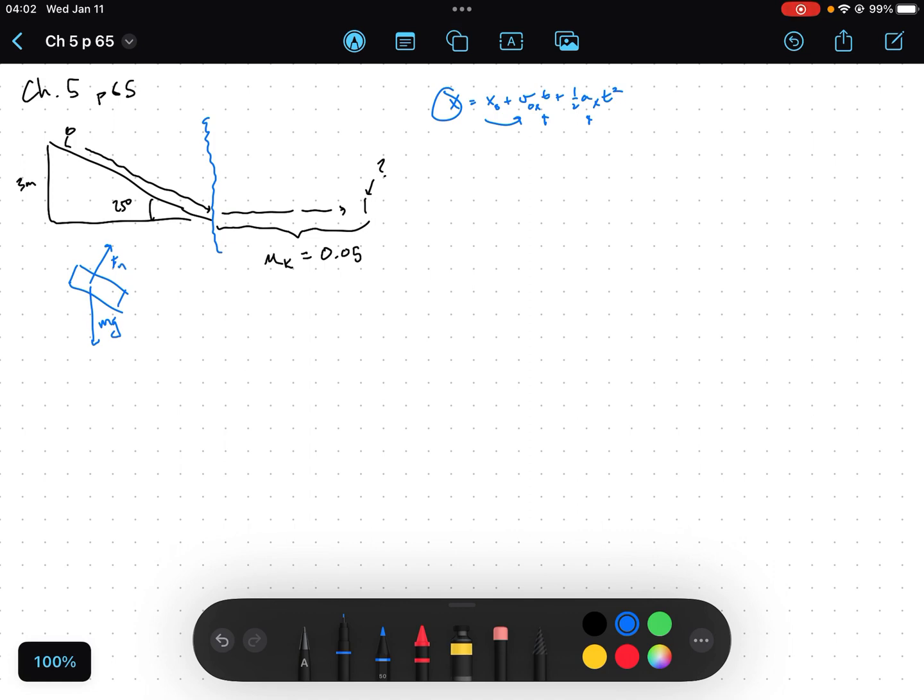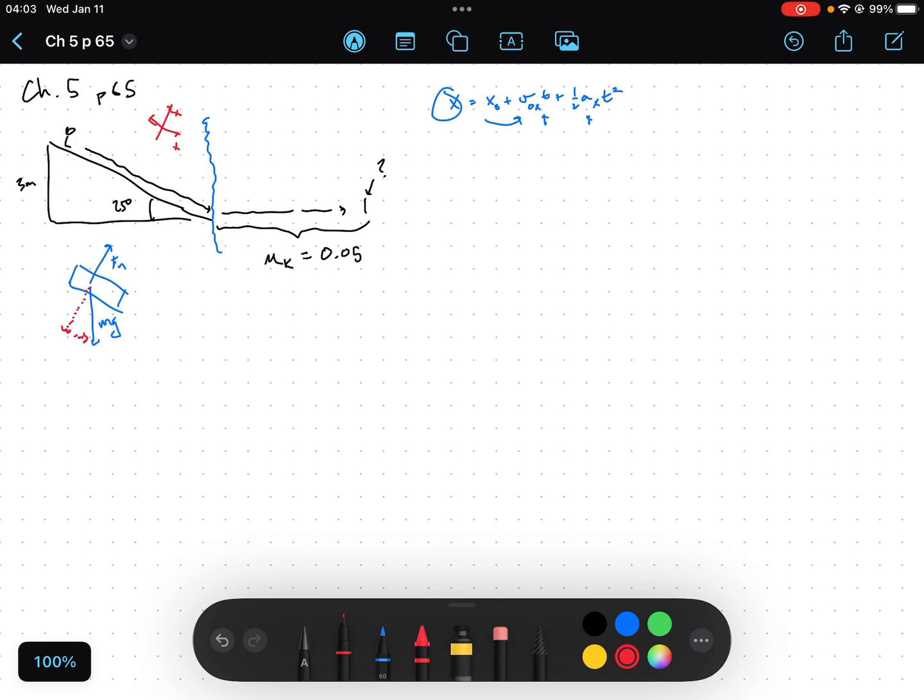Because the person is moving parallel to the surface, it makes sense to think about our reference axis as being parallel and perpendicular to the surface. So we'll say that up and away from the slope is positive, and down the slope parallel to the surface is positive. So that means our gravitational force is going to be broken up into two components to align with that reference axis.